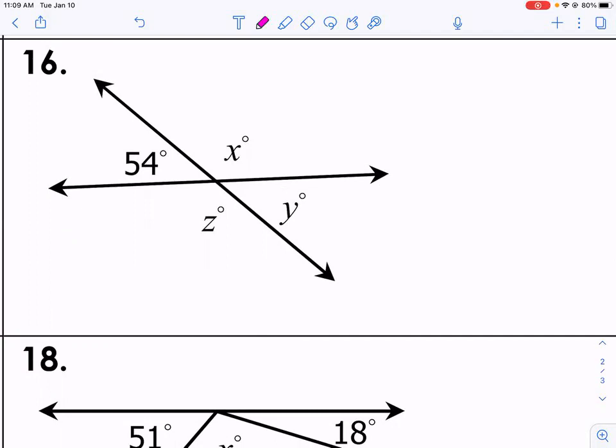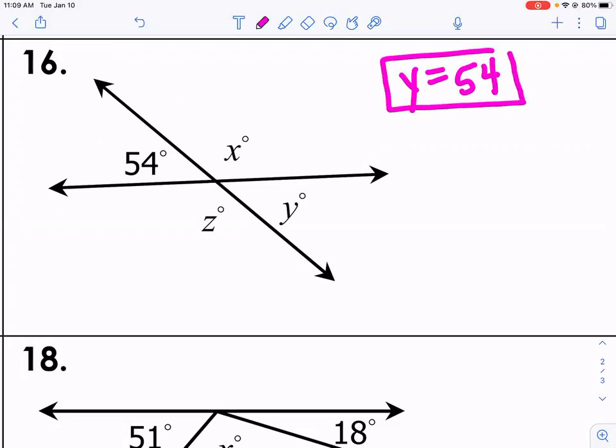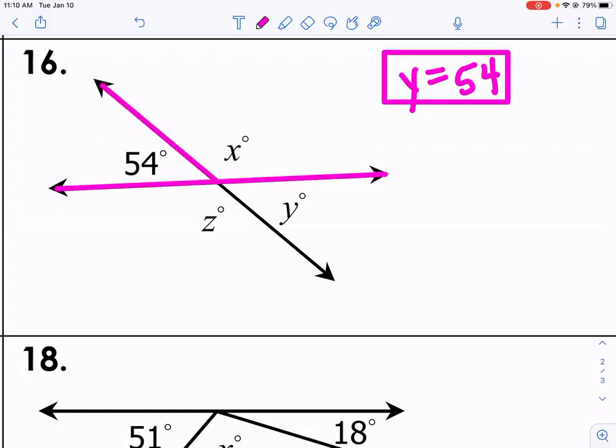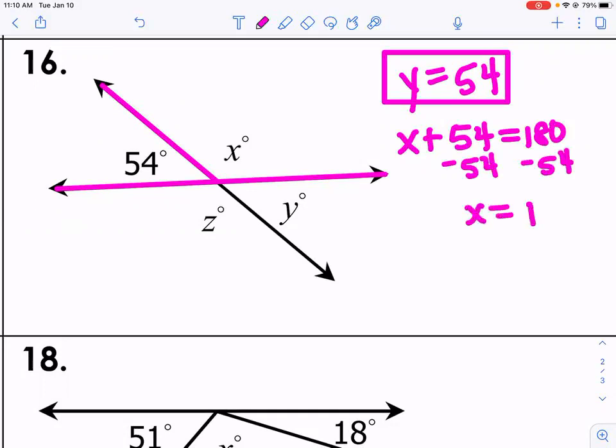Branson, what's the first one you figured out? It's pretty easy to see that y equals 54 because those are vertical angles. But then we need to figure out what x and z are. So Jada, what did you do to get x? We know that x and 54 are supplementary angles. Do you see that in our picture? They make a straight line. So x plus 54 needs to equal 180. So Jada subtracted 54 from 180 to get 126.